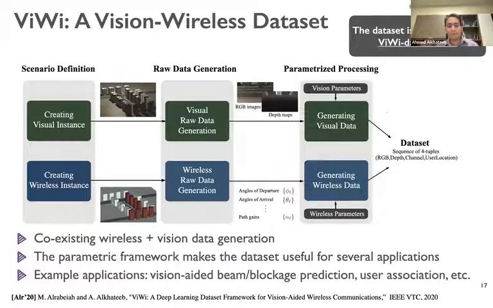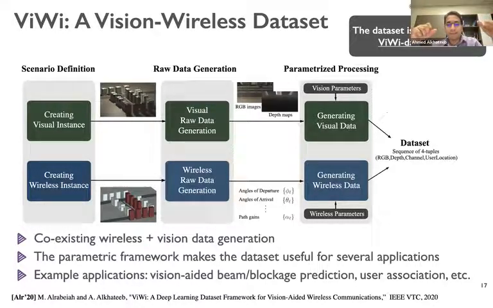And we generate the two classes of data: wireless propagation data from Wireless Insight or other accurate ray tracing models and emulators, and realistic visual data from Blender or other types of game engines. And this coexistence is very important. You want to extract the channel information at the same point that you see this visual scene or camera image. So this coexistence is a very important point.